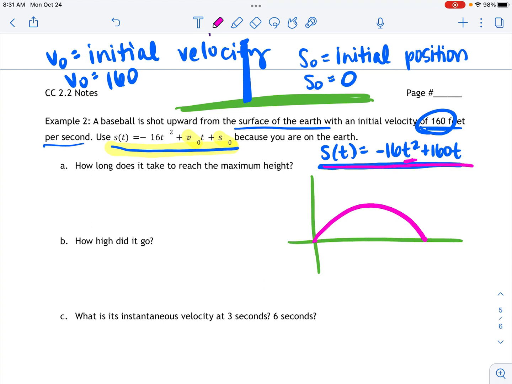A t-squared term means it's a parabola, and negative means it's upside down. So if you were to graph the position equation on a graphing calculator or on Desmos, you can see this would be the shape. So this is what I'll be referring to. It's asking me in part A, how long does it take to reach the maximum height?